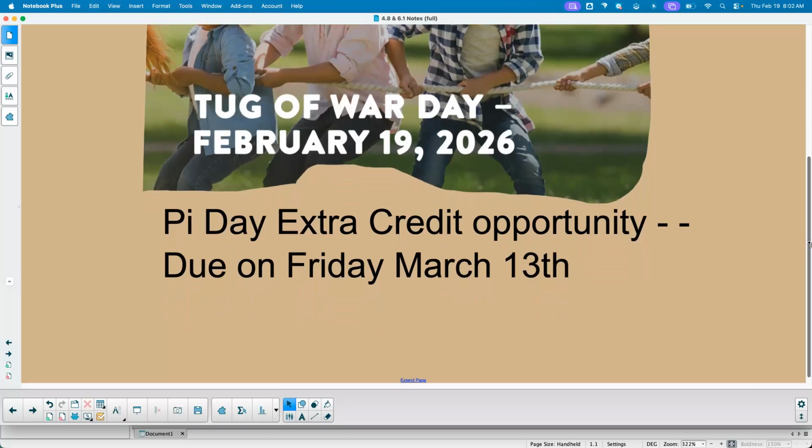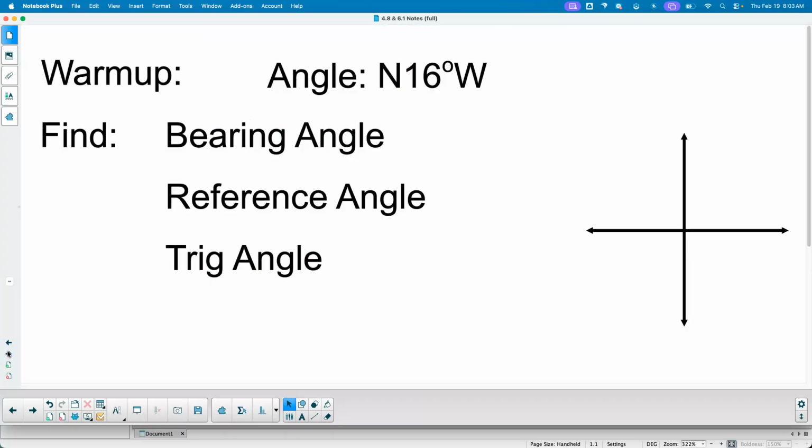And then the Pi Day extra credit. Remember, we are not accepting store-bought pies. Or I shouldn't say we're not accepting them. We'll accept them, we'll eat them, but you won't get any extra credit points for a store-bought pie. Those are due in class on March 13th. That's a no exceptions hard deadline day.